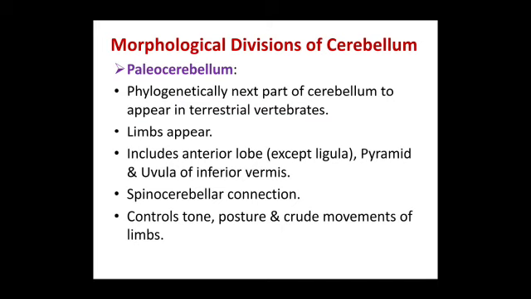Next, coming to the paleocerebellum. It's the next part of the cerebellum to appear in terrestrial vertebrates with the appearance of limbs. It includes the anterior lobe except lingula, and pyramid and uvula of the inferior vermis. It is the spinocerebellar connection. It controls tone and posture and crude movements of the limbs.